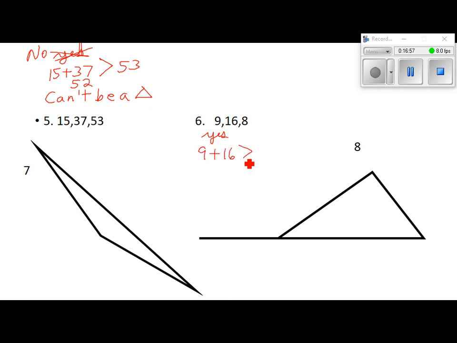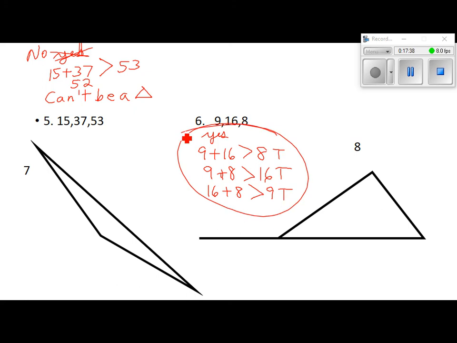9 plus 16 should be greater than 8. This is how you would show me if I ask you to explain it. 9 plus 16, is that greater than 8? That's true. Is that enough to say it's a triangle? No, we have to do all of them. What's the other? 9 plus 8 is greater than what? 16. Is that true? Yeah. And then what's the last one? 16 plus 8 should be greater than what? 9. Is that true? Yes. So can it be a triangle? Yeah.